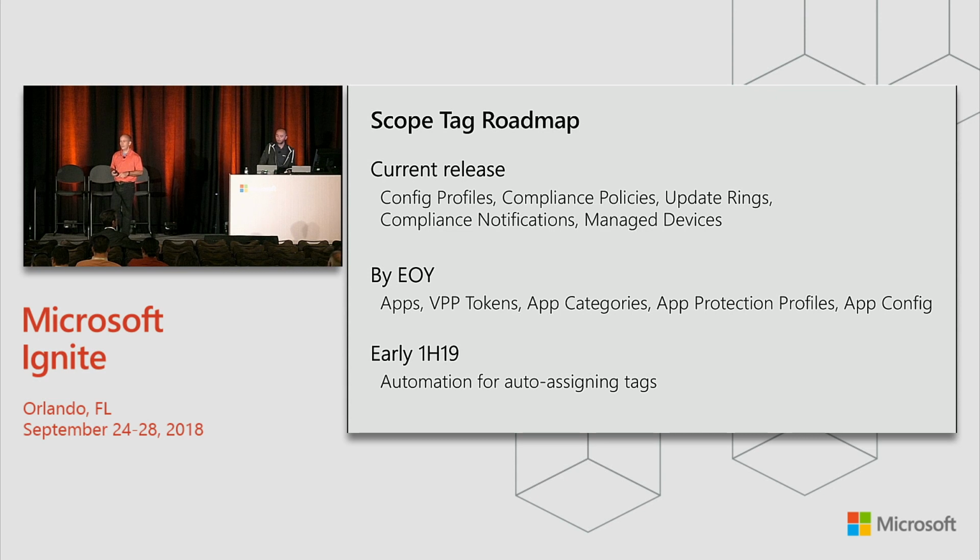The roadmap for scope tags: our current release covers config profiles, compliance policies, update rings, notifications, and managed devices. By the end of the year, we'll add the rest of applications and much of the dependent services or dependent features on applications. That's managed apps and mobile apps. And then at the beginning of the year, we'll build in some automation for auto-assigning tags. So just like you saw the script run, we'll have some rules that allow you to auto-assign at enrollment time so that you don't need to worry about the automation yourself.